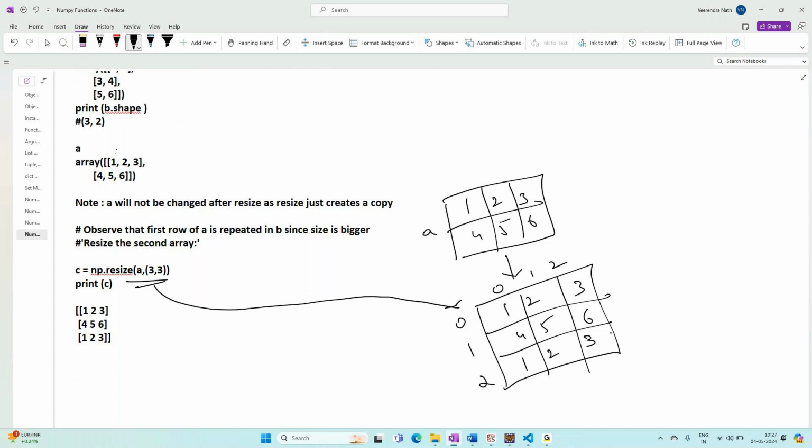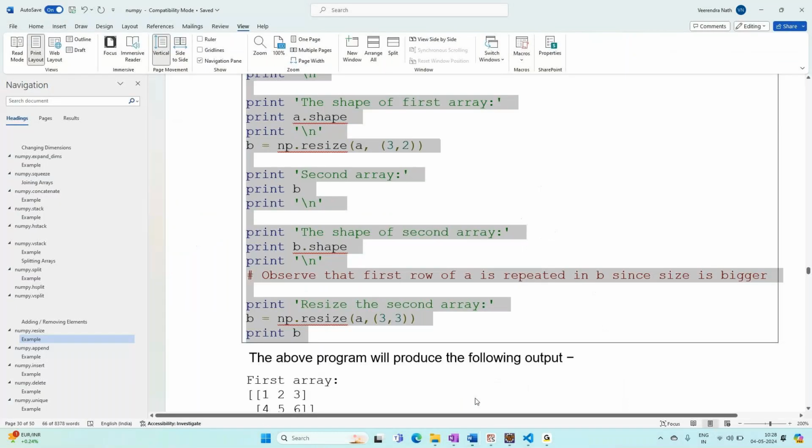Now, if I am asking 3 by 4, it will increase the column. Again, the values will repeat. Okay, so in that way, we can go for the resize. Is that clear? Okay. Next, we will go for something like append.